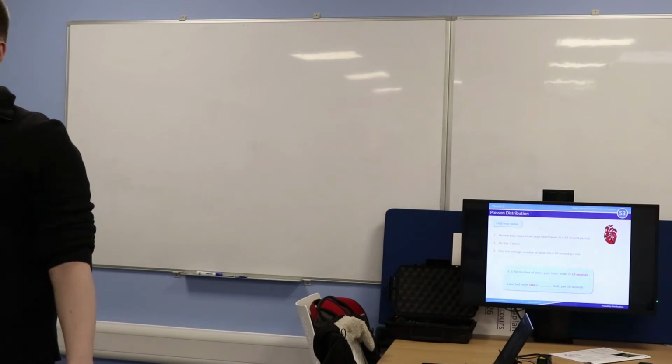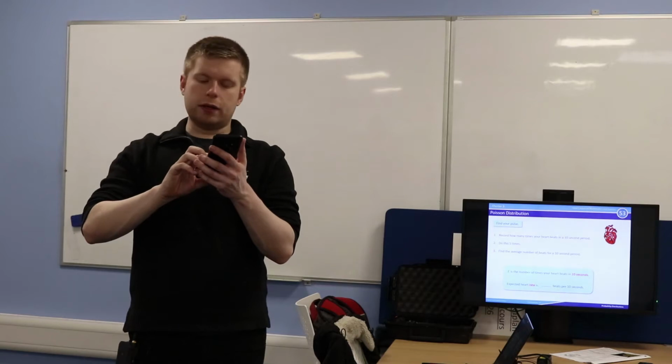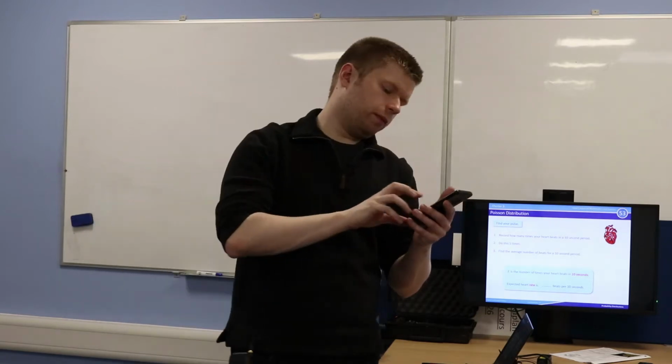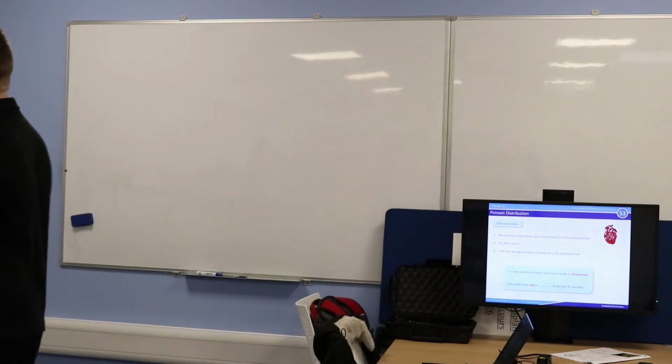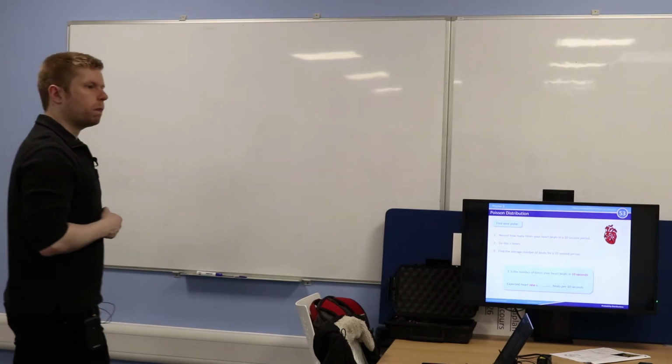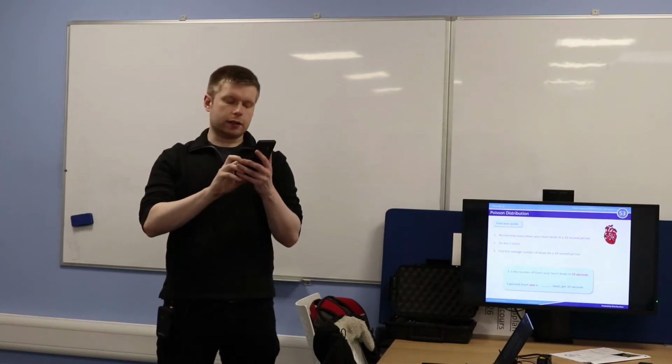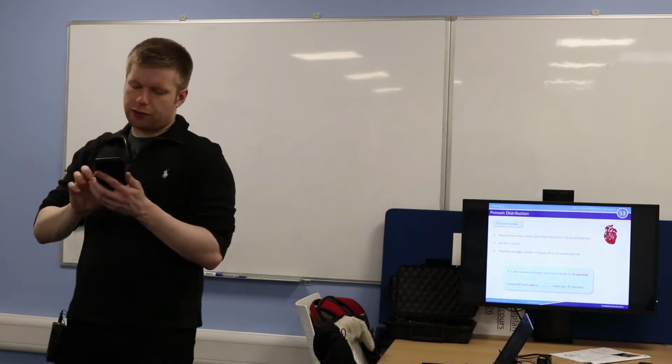Okay, 2 more times. Ready? 3, 2, 1, start counting. Stop. So again, write that number down and we'll do it once more. So you're ready last time? Okay, 3, 2, 1, start counting. And stop. So again, write that number down.